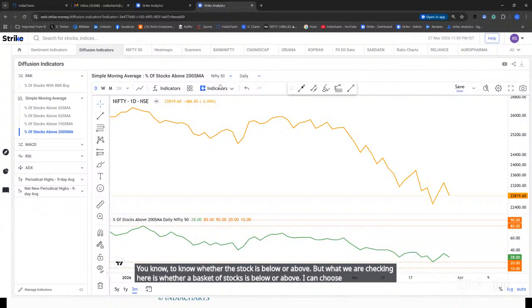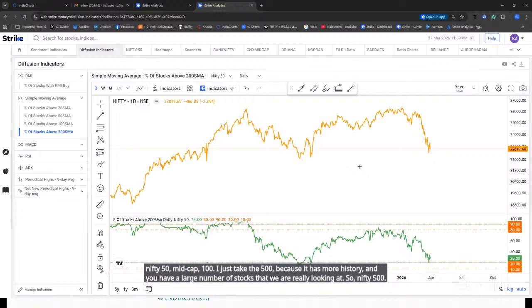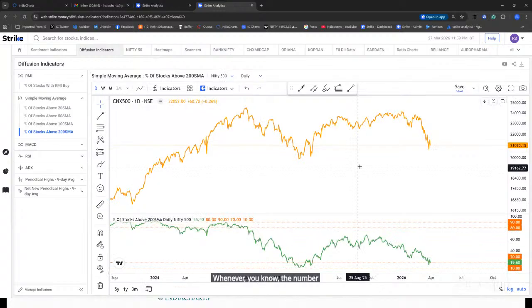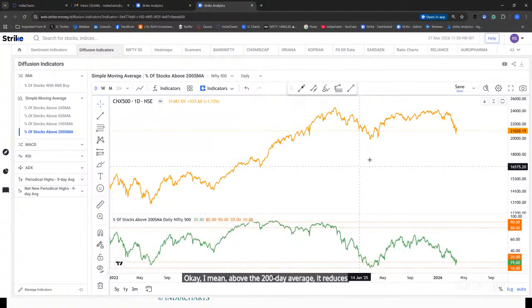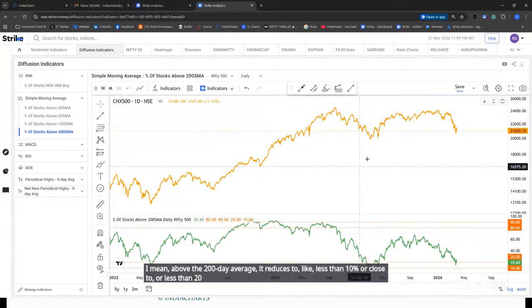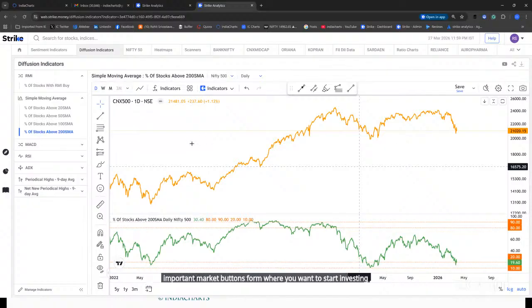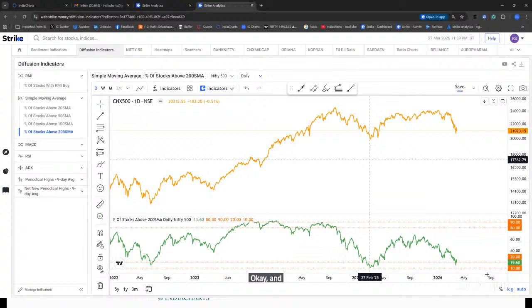I can choose any basket, Nifty 50, mid cap 100. I'll just take the Nifty 500 because it has more history and a large number of stocks. Whenever the number of stocks above the 200-day average reduces to less than 10% or close to or less than 20%, that is when important market bottoms form where you want to start investing. And we've started to enter that zone over here.